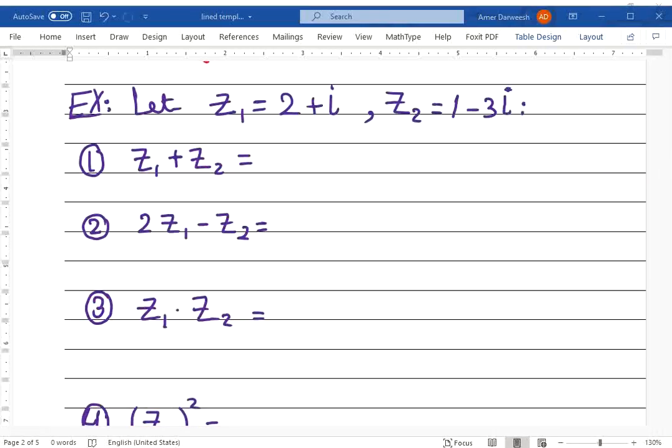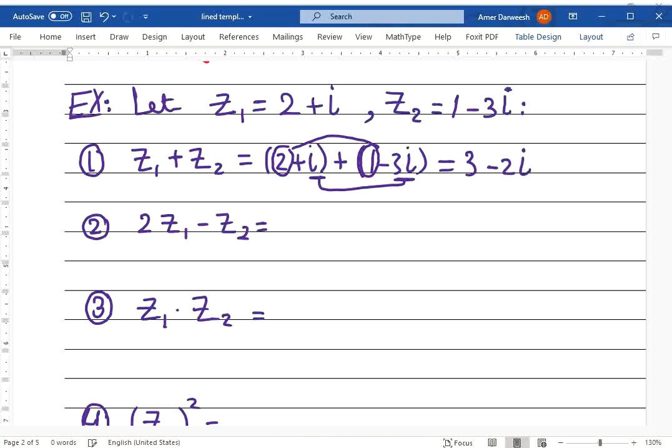الإكزامبل كما يلي. بيحكي let z1 equals 2 plus i and z2 equals 1 minus 3i. Find z1 plus z2. So to find the sum of two complex numbers, we're gonna find the sum of real parts and imaginary parts. So we add 2 plus i with 1 minus 3i. Now we add real part with real part together. So we have 3, and now imaginary part with imaginary part we have minus 2i. So the answer is 3 minus 2i.